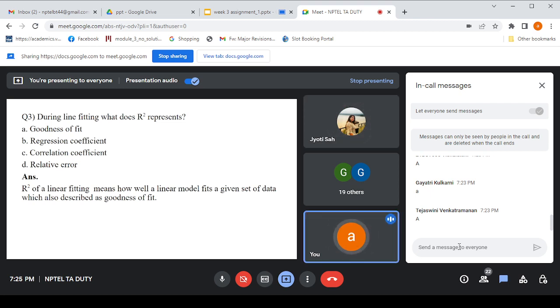But it is also known as a certain coefficient. So I'm asking what coefficient it is known as. It's the coefficient of determination. Yes, it's known as the coefficient of determination. So now moving to the next question.